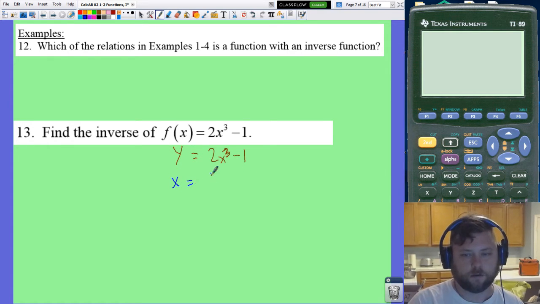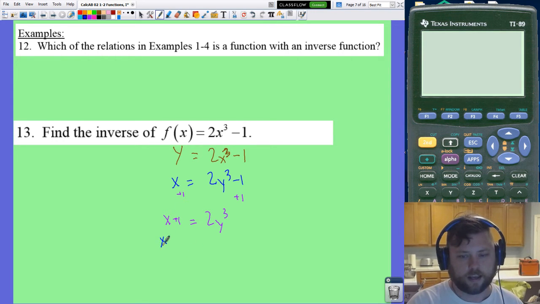So x equals 2y cubed minus 1. Now let's solve for y. So the first thing you want to do is add 1 to both sides. So x plus 1 equals 2y cubed. Divide by 2 on both sides. So you're going to get (x plus 1) over 2 equals y cubed.